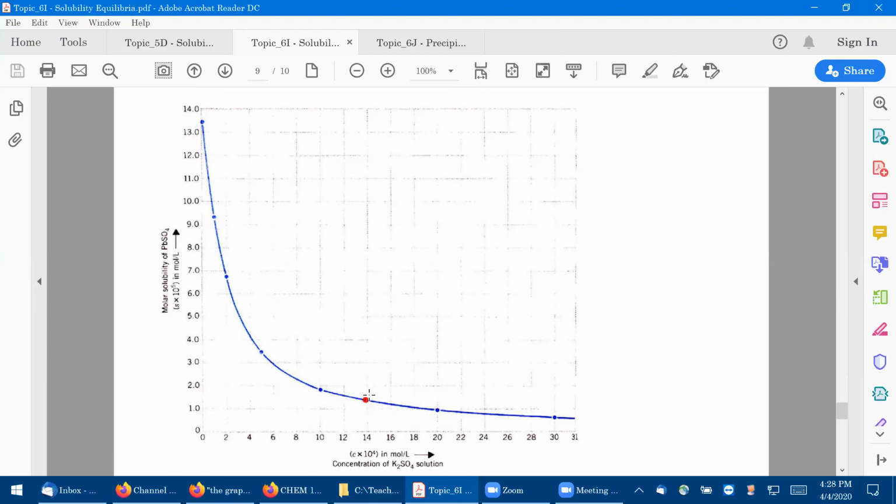And so this point that I've highlighted here with this red dot, the initial concentration of sulfate, is about 14 times 10 to the minus 4. But what it has done is it's lowered the solubility of the lead sulfate from 13.5 times 10 to the minus 5 to about 1/10 that much. It's now 1.3 times 10 to the minus 5. And so the effect of having some sulfate already present caused the solubility of the lead sulfate to be less. In this case, the sulfate ion is referred to as the common ion. It's what causes the application of Le Chatelier's principle to be manifested.